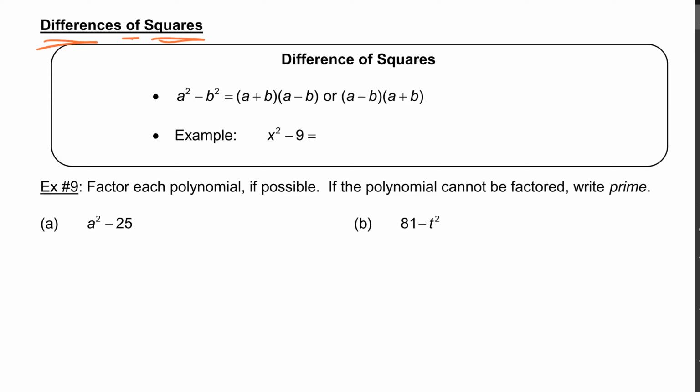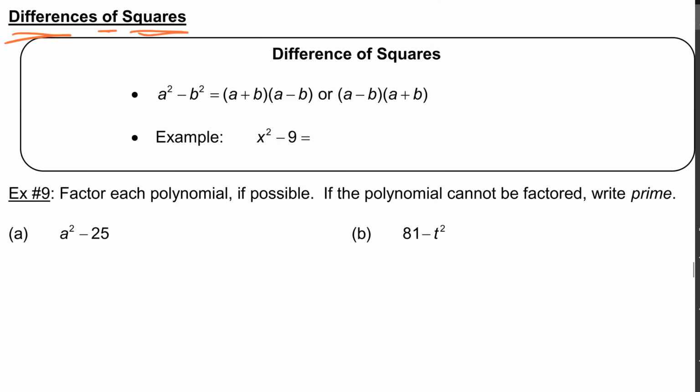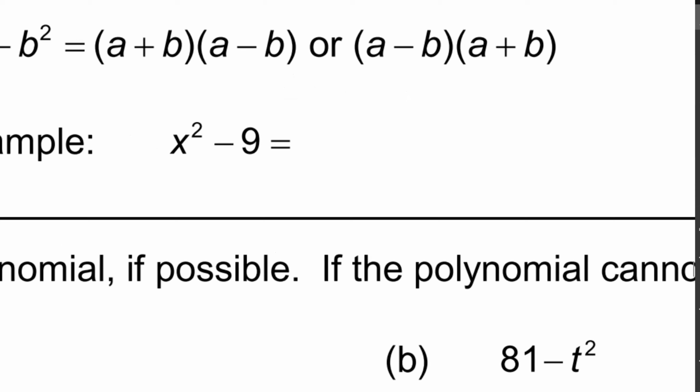What times itself? 9. Okay. How about 144? 12, right? 12 times 12 is 144. What about x squared? X, right? Because x times x is x squared. So when I have a difference of squares, it's two things that are squares being subtracted. So an example is x squared minus 9. It's a difference, a subtraction of two squares.